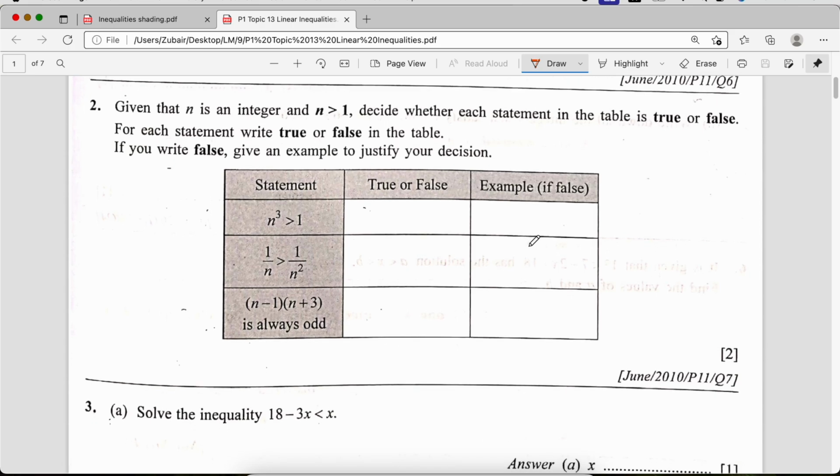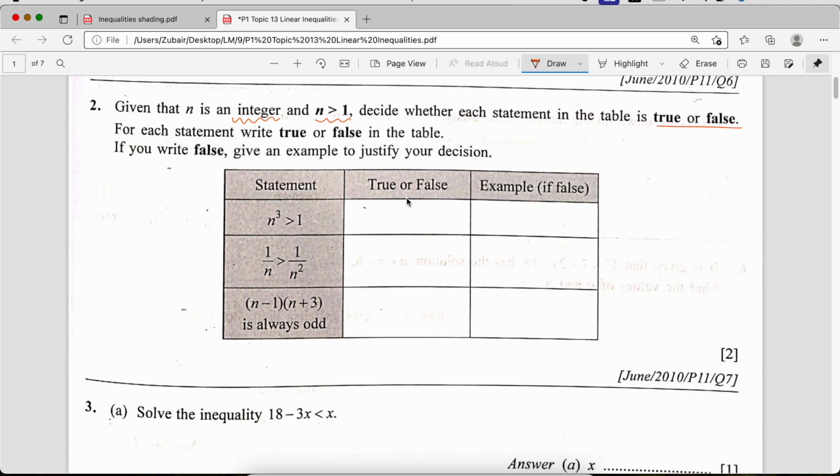Now this question is sometimes referred to as a hit and trial question. It is given that n is an integer, keep that in mind, that's a whole number, and n is more than 1. So we get to know that it is an integer, not a decimal, and more than 1, that's positive as well. Decide whether each statement in the table is true or false. For each statement, write true or false in the table. If you write false, give an example.